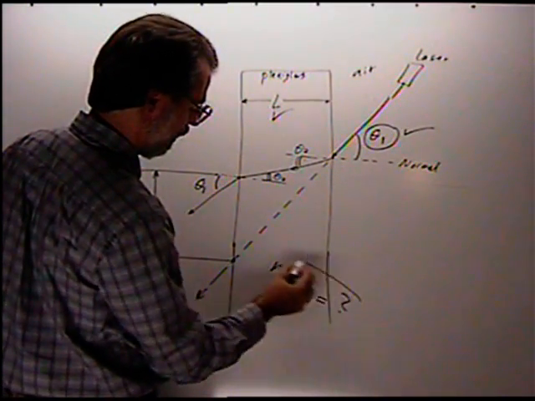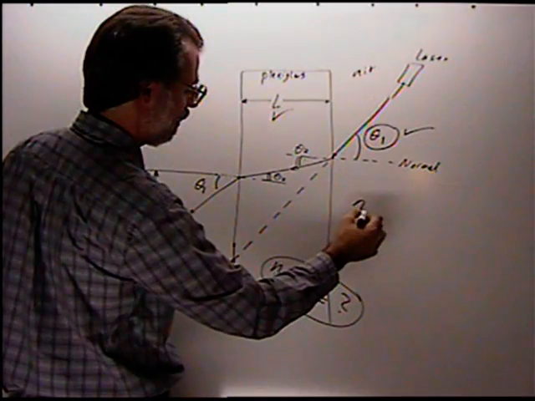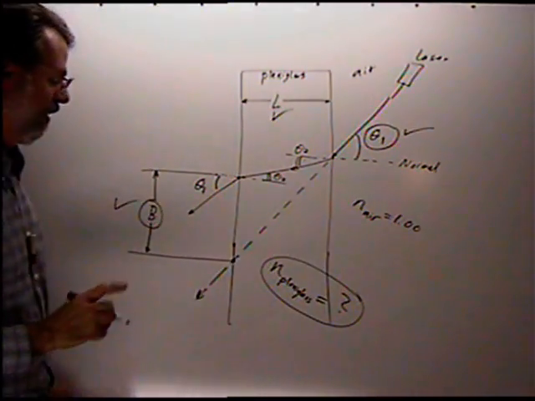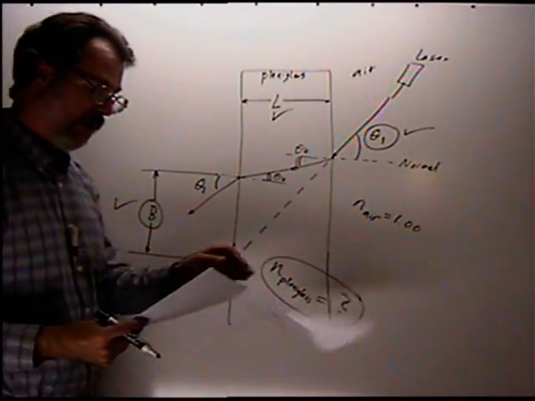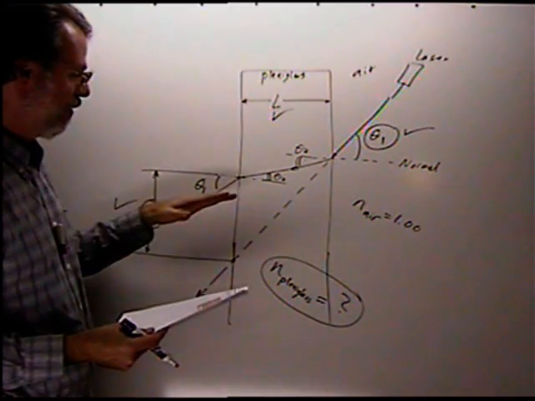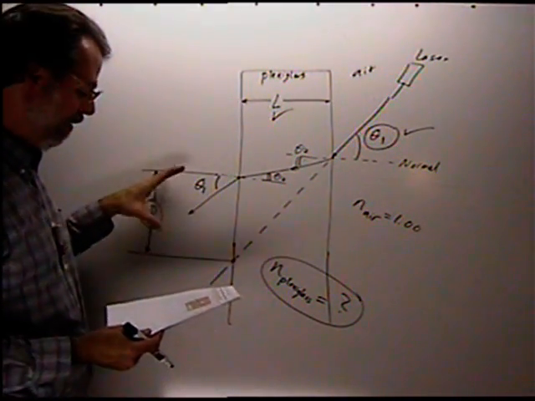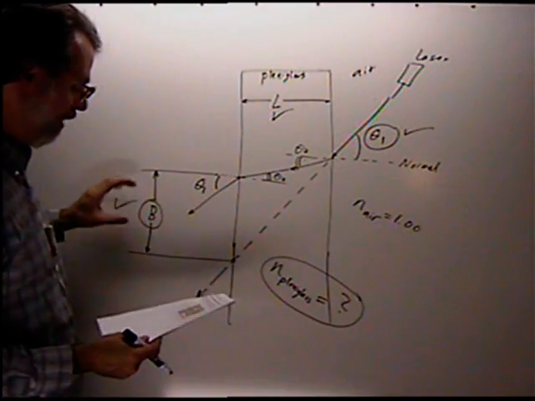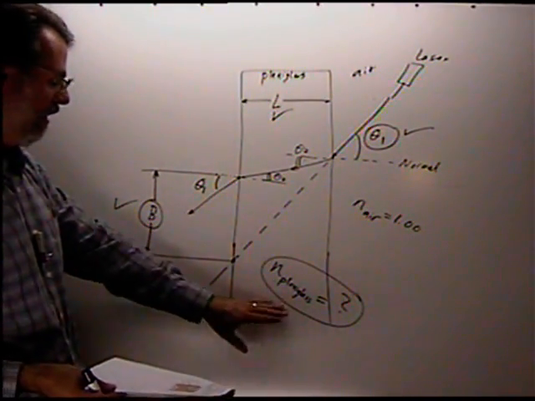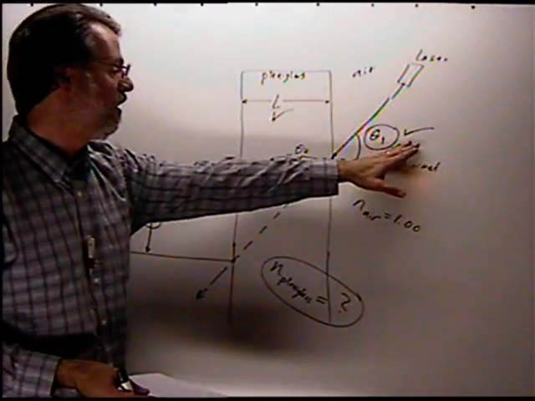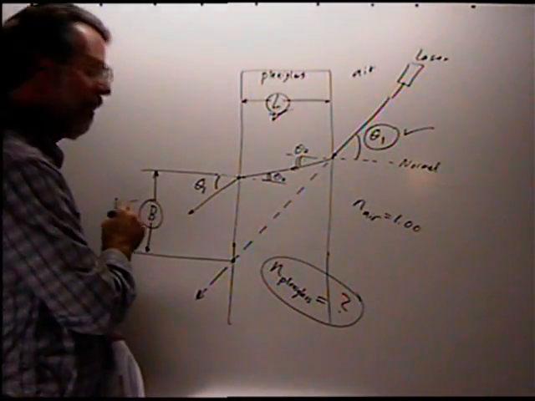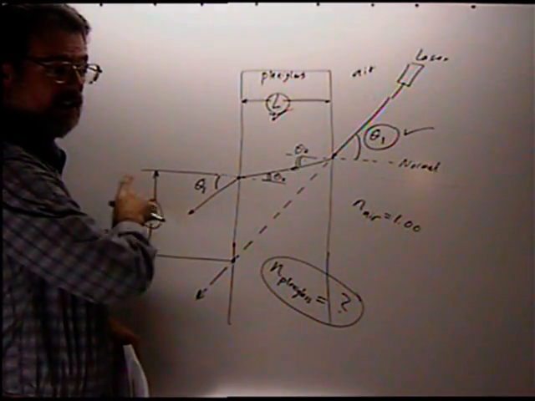That's what we want to find. We know what the index of refraction of air is. That's 1. So what I want you to do on page 2 is to use Snell's law and geometry to find an equation to calculate the index of refraction of the plexiglass based on this angle, the length L we measure, and this distance B.